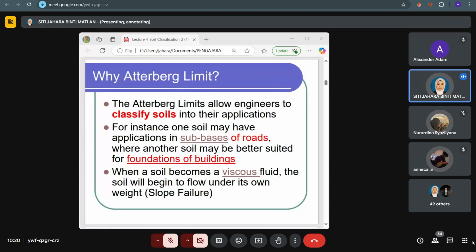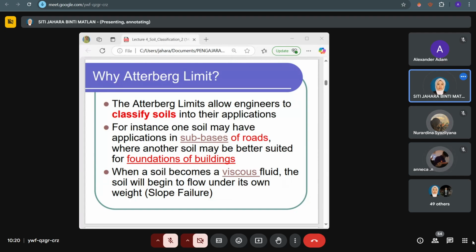Okay, why do we study the Atterberg limit? The Atterberg limits are crucial because these parameters help us classify soil based on consistency and predict its behavior in different engineering applications. For example, a particular soil might be suitable for a subbase layer in road construction, while another type may be more appropriate for building foundation. So we can use these parameters in determining the suitability of the soil.